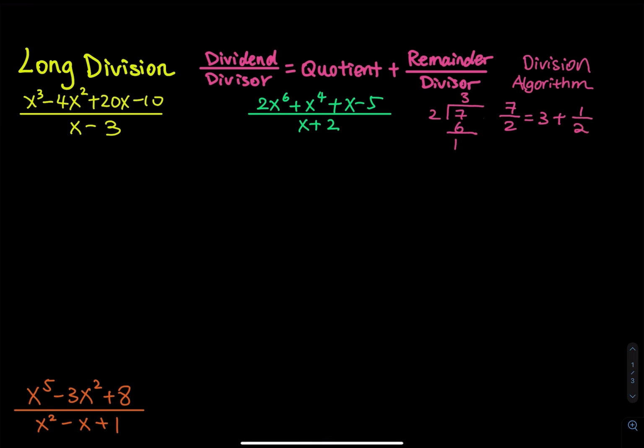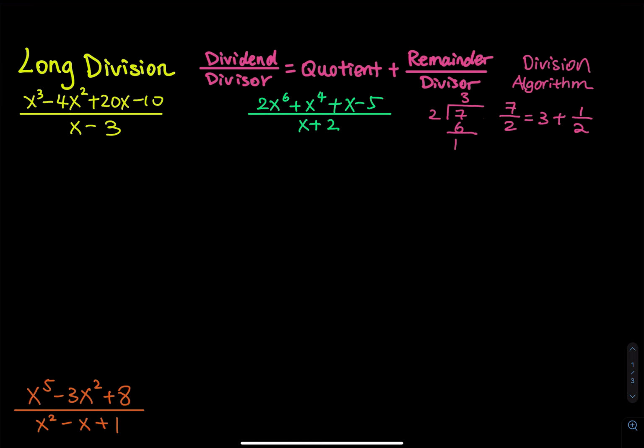So if you have 6 divided by 2, that means the remainder is equal to 0. So this becomes 0 divided by 2. So you have 6 divided by 2 equals 3. So in that case, there is no remainder. And then take a look: 3 plus 0.5 is equal to 3.5. So that is called the division algorithm.